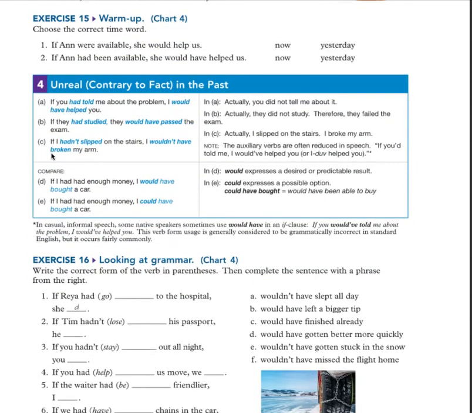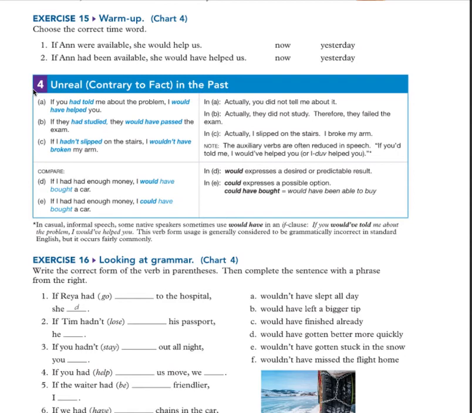Let's look at exercise 15. On exercise 15, this is a warm-up or introduction for unreal, contrary to fact in the past. Now this is chart 20-4. If you go back to page 427, this is the last section of chart 20-1. Unreal in the past. The if clause is going to be in the past perfect. The result clause is going to have would have and the past participle.